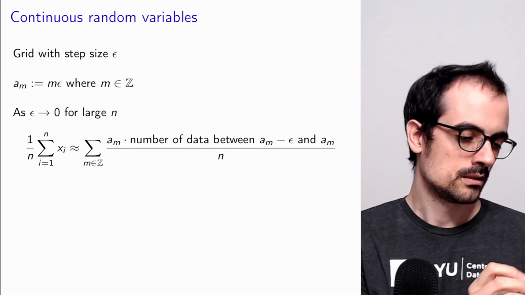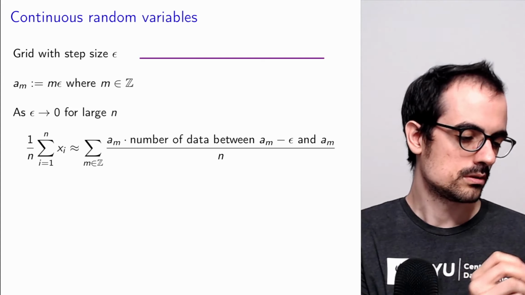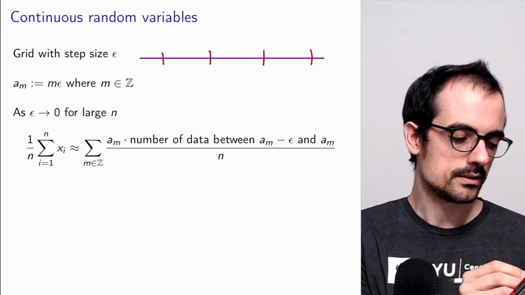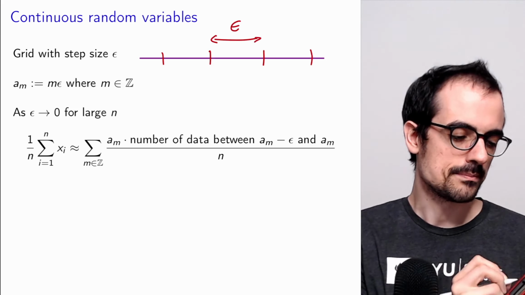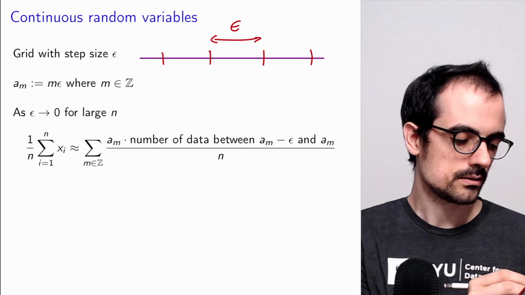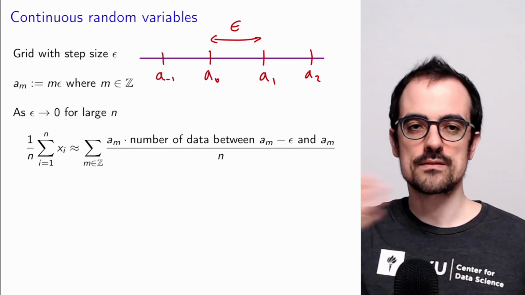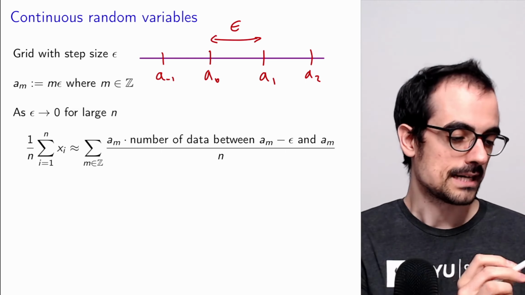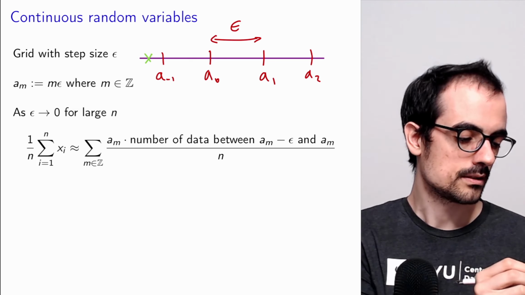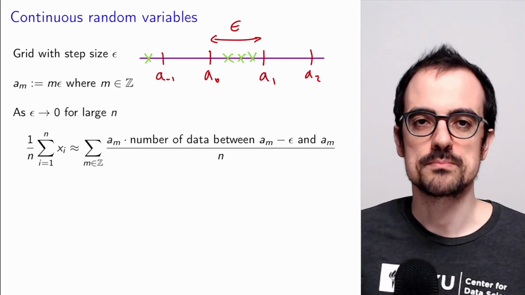We're going to say that we have the real line, okay? And we're going to have a grid of the real line where the grid separation is epsilon. So this would be, for example, A minus 1, A0, A1, A2. Okay, this covers the entire real line. And the data points, maybe I'll draw them in green. The data points happen to be here. Okay, so there's data points in different places on the real line.